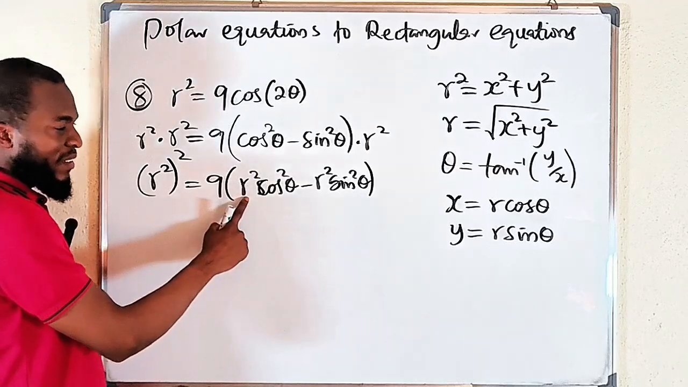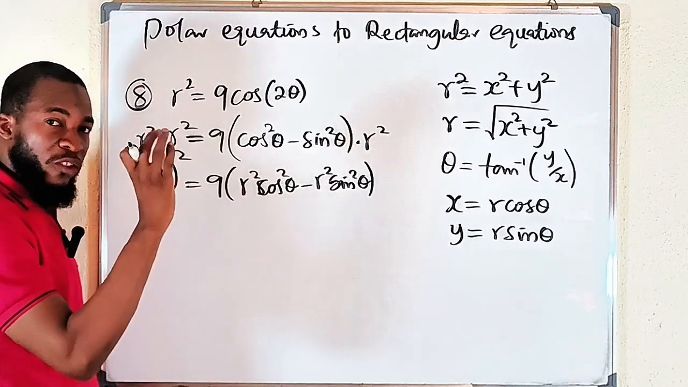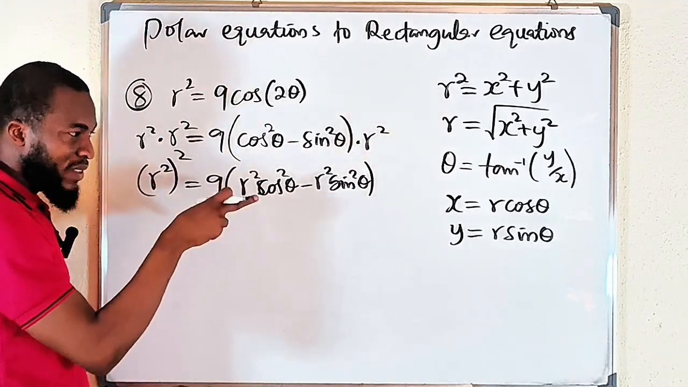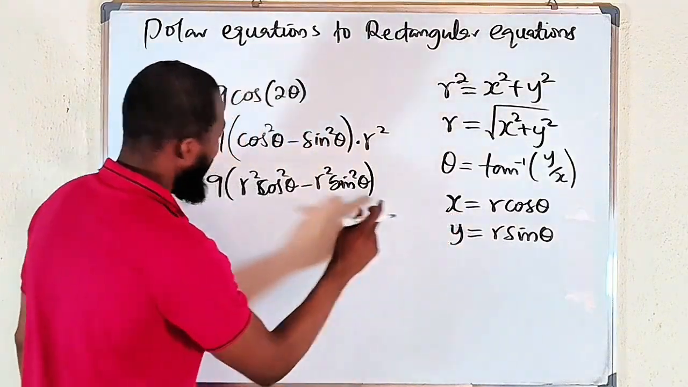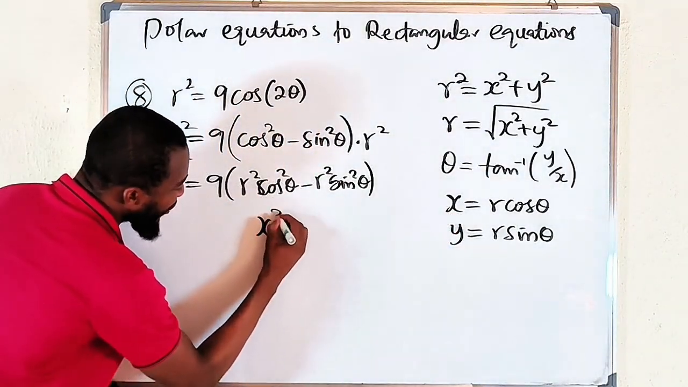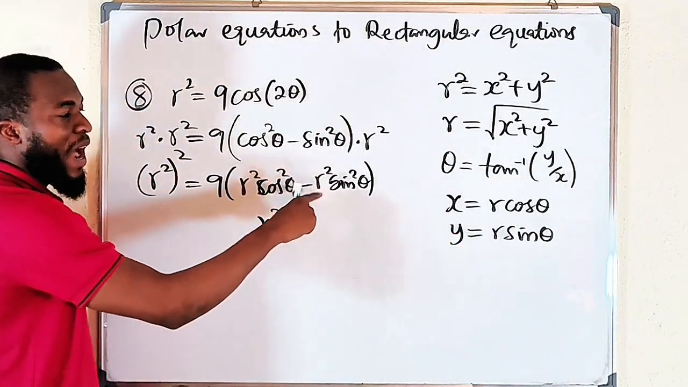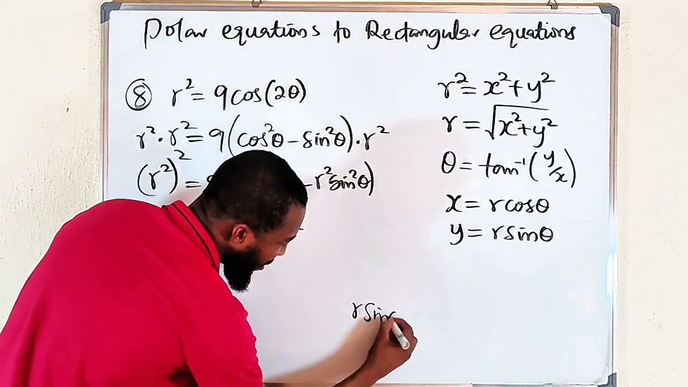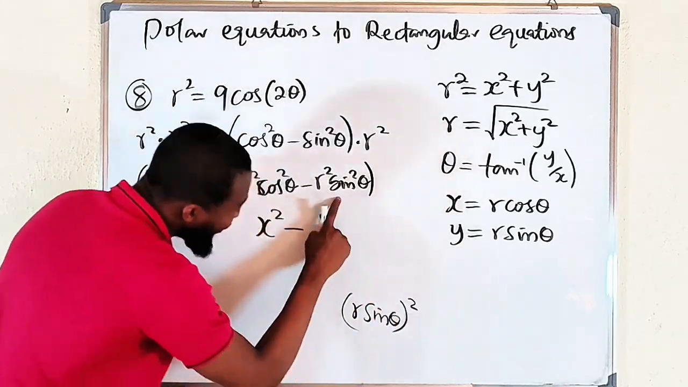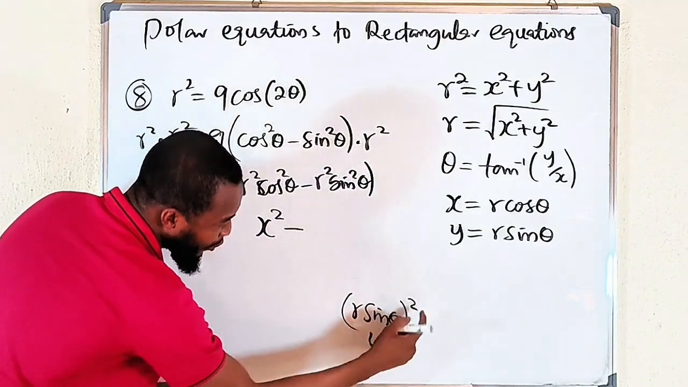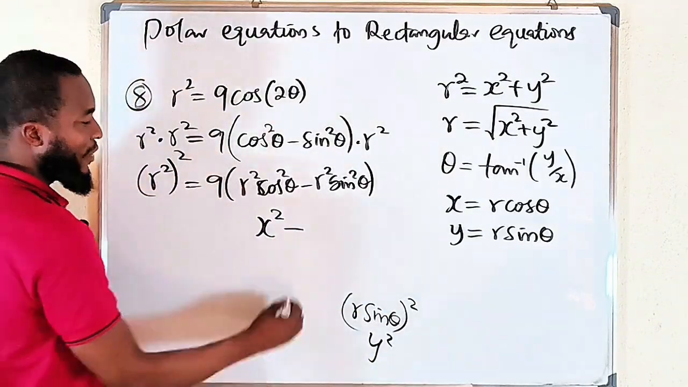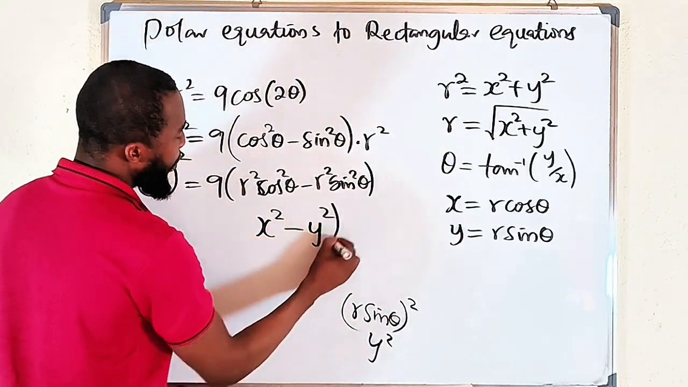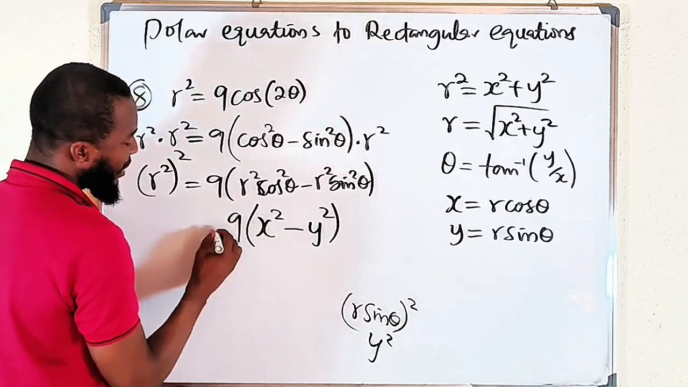So you can see that this is the same thing as r cos theta whole squared. R cos theta is x. So this is the same thing as x squared minus r sine theta whole squared. Something like r sine theta whole squared will give you this back, but you know that this is y. With the power of 2, you have y squared. So this is what? Y squared. But don't forget, we still have 9 outside.